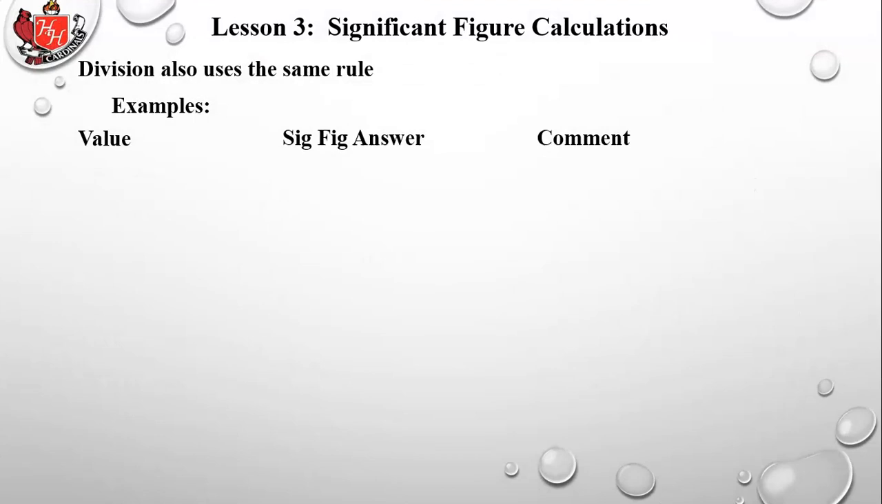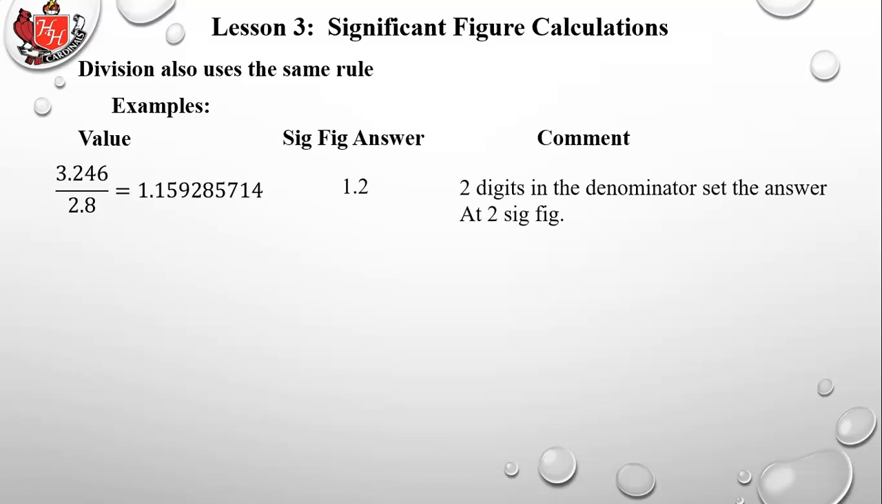Division also uses the same rule. So 3.246 divided by 2.8, that's what your calculator would read. And you say, well, how many digits should I actually show? Sometimes your teacher, might be me, will say a couple places after the decimal's good. But now you're learning the proper rules for how many places after the decimal. So this would be 1.2. 2 digits in the denominator set the answer at 2 sig fig. So the 2.8 is 2 sig fig, so your answer can only be 2 sig fig.